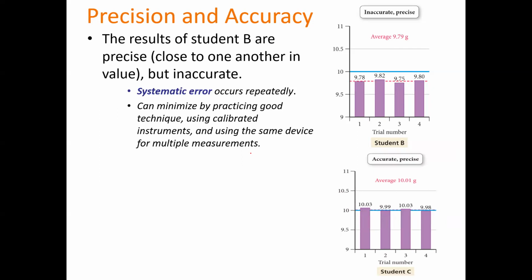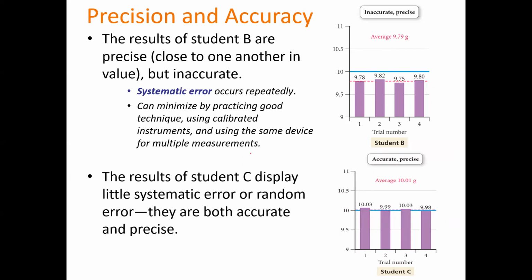When I look at student C, they're both accurate and precise. So they probably have very little systematic error or random error. That's why they're both accurate and precise.